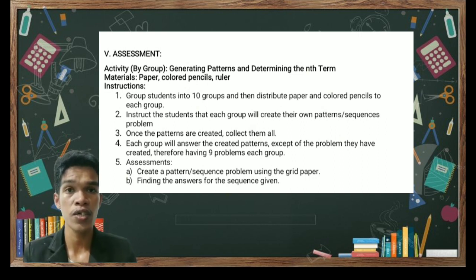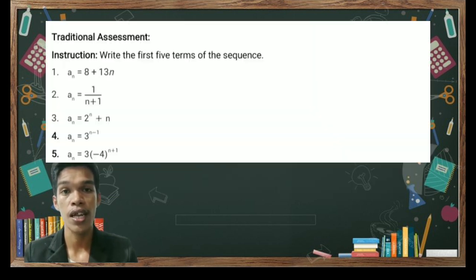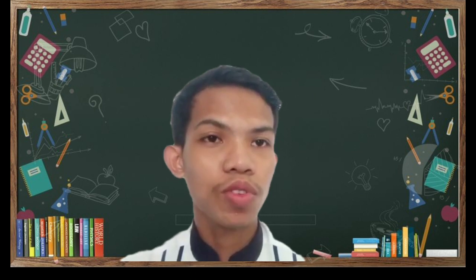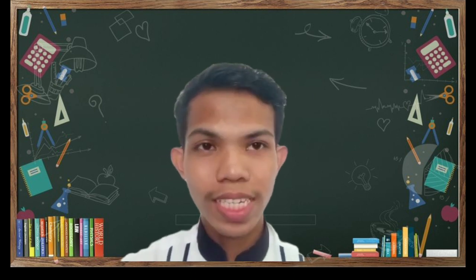And also the instruction for making the activity, which is composed of 10 groups. For the assessment of this group activity, create a pattern or sequence problem using the graph paper, finding the answer for the sequence given. The second assessment is the traditional assessment. The instruction for this assessment is to write the first 5 terms of the sequence, composed of 5 problem-solving items.